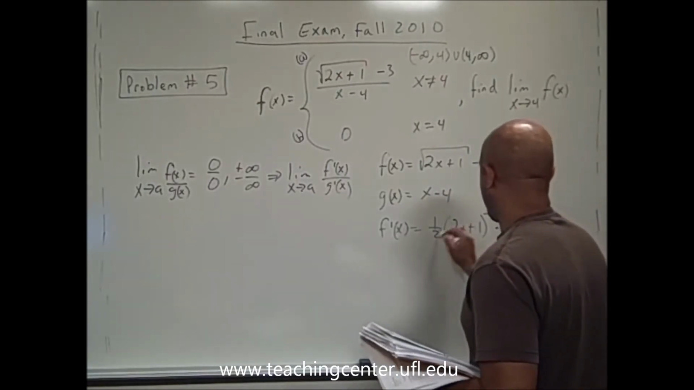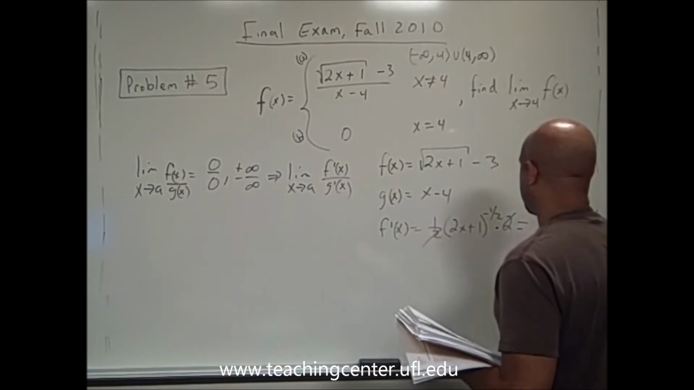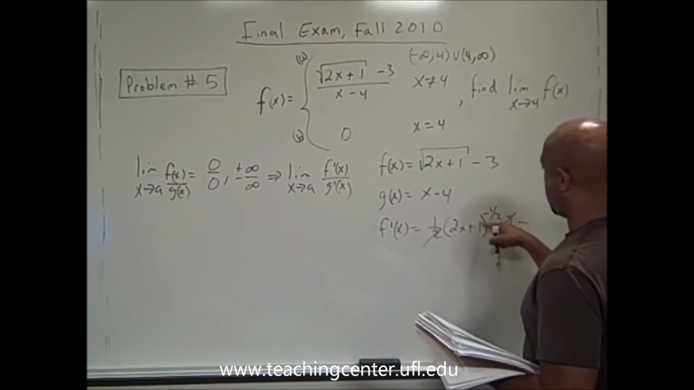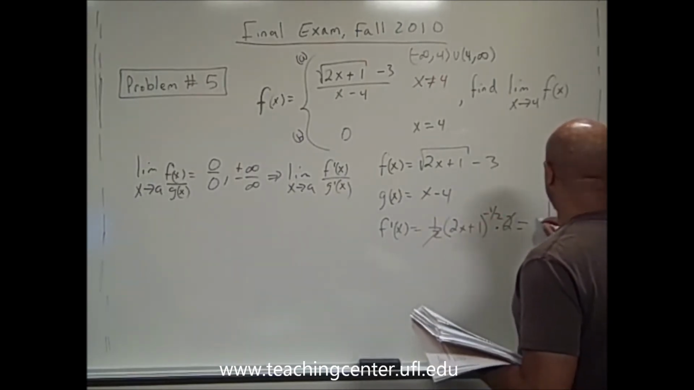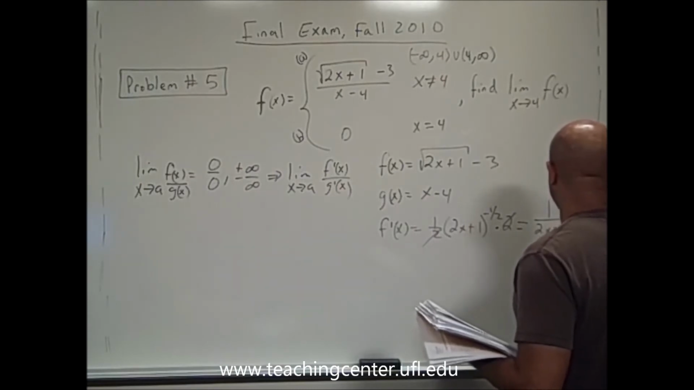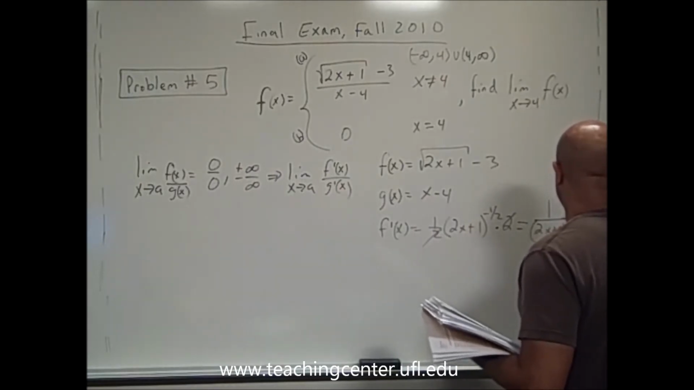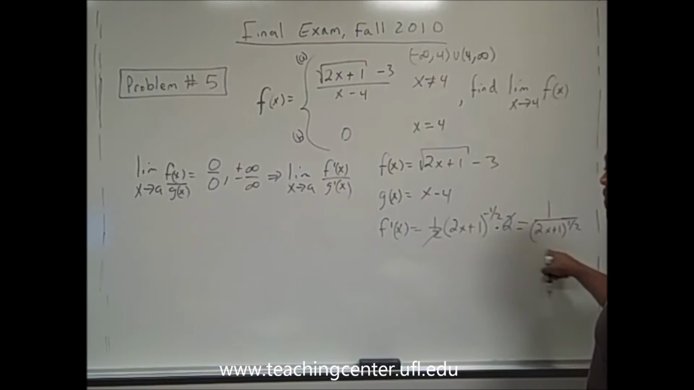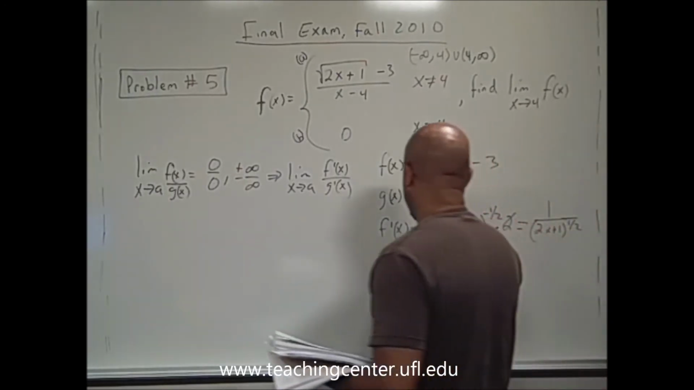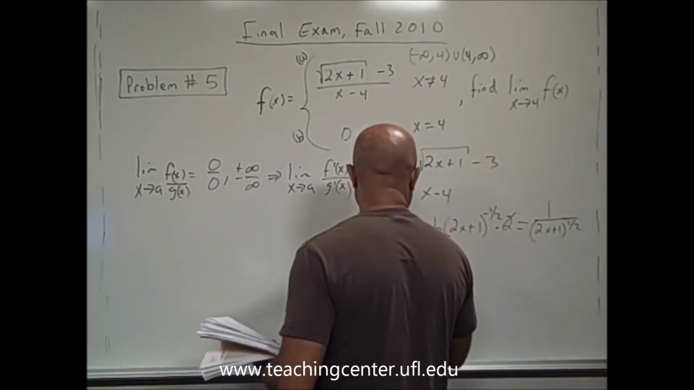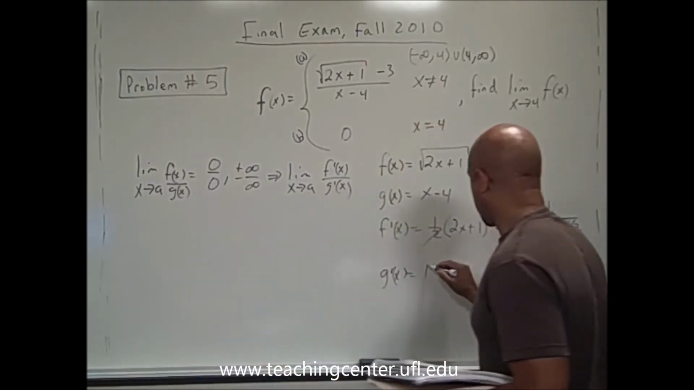And I can cancel out the 2's. So rearranging this, this will just be 1 over 2x plus 1 to the positive 1/2, and that's the derivative of f. The derivative of g is just simply 1.